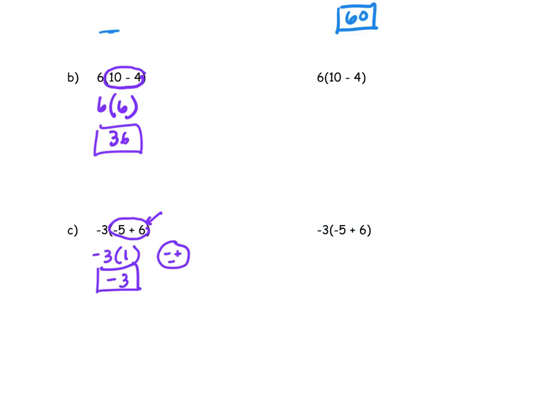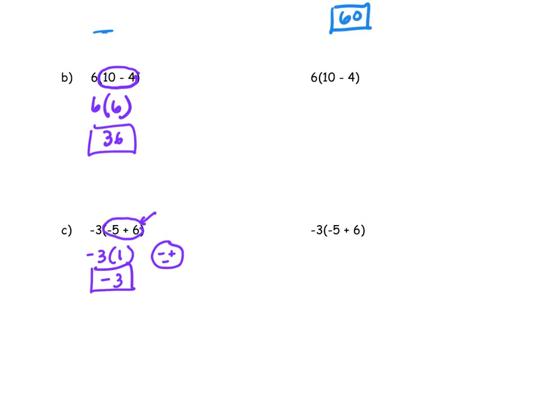So using the distributive property, I'm going to take 6 times 10. Now this might be a little bit tricky, but I want you to look at this minus 4 like it's a negative 4, and 6 times negative 4. So 6 times 10 is 60.